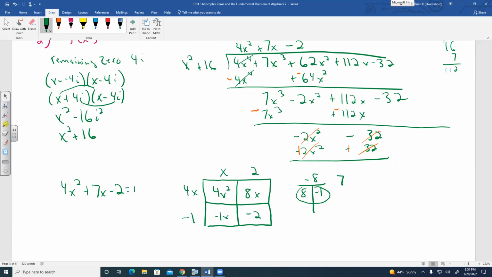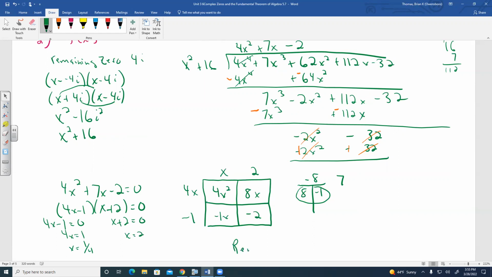So again, we're going to set this equal to 0 to find our remaining zeros. And that's going to factor into 4x minus 1 times x plus 2. So now we have to set each one of those factors equal to 0. 4x minus 1 is equal to 0. X plus 2 is equal to 0. 4x is going to equal 1. X is going to equal then 1/4. Here, x would equal a negative 2.